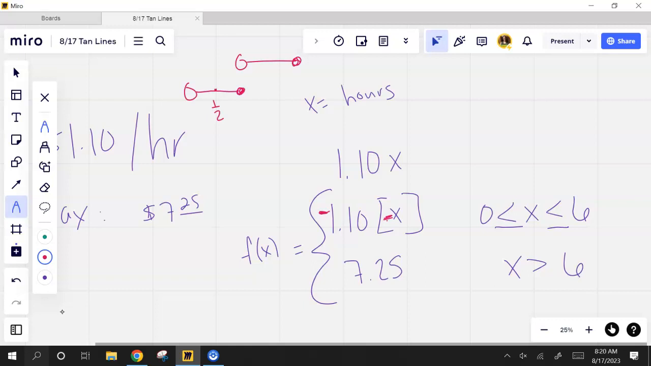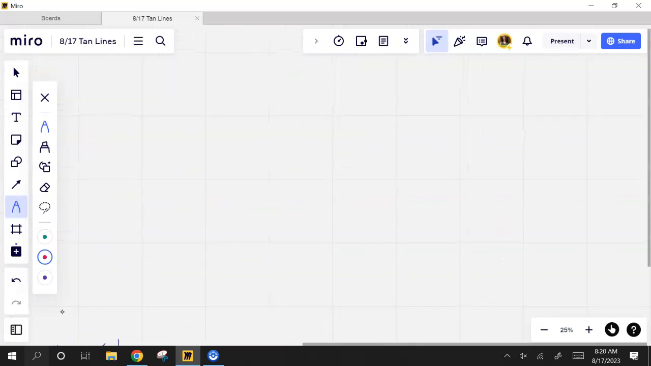You can use your calculator to graph it, but you don't have to. Problem 56. Okay. Math, and then go over to num, and it says int.